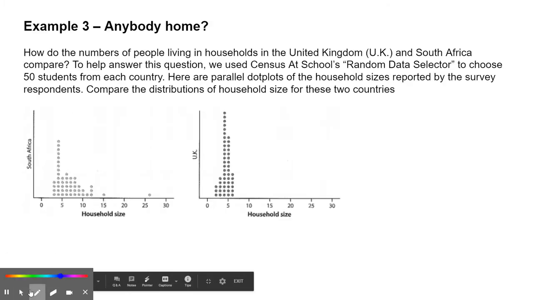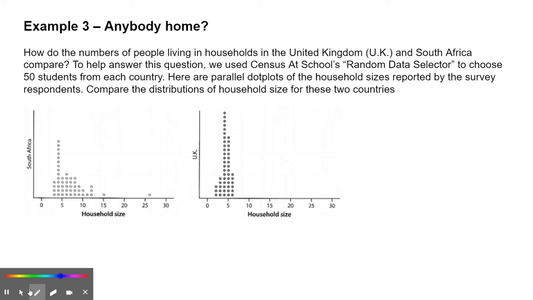All right, so let's take a look at an example here. It says, anybody home? How do the numbers of people living in households in the United Kingdom, UK, and South Africa compare? To help answer this question, we used Census at Schools Random Data Selector to choose 50 students from each country. Here are parallel dot plots of the household sizes reported by the survey respondents. Compare the distributions of household size for these two countries. Okay, very good. So first of all, UK is UK. We're going to label South Africa as SA, if you don't mind, just for simplicity.